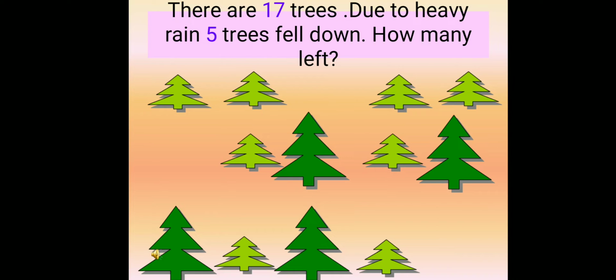But due to heavy rainfall, 5 trees fell down. So, to find out how many trees are left, what can we do? Yes, we have to subtract the numbers. That is 17 minus 5, which is equal to 12.